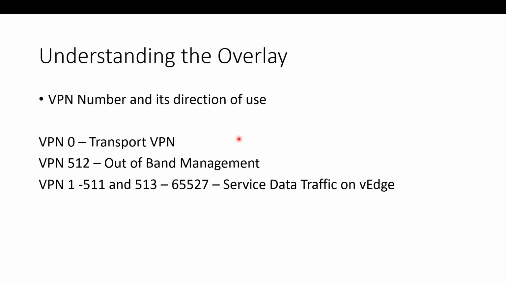So basically, VPN 0 and VPN 512 are used in vSmart, vBond, and vEdge. But VPN 1, 2, 5, 11 and 5, 13, 6, 5, 5, 27 are used only on the vEdge device for the data plane traffic.